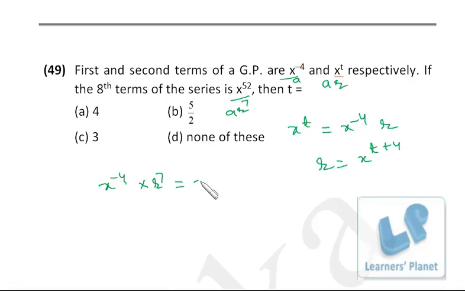And AR^7, where A is x raised to minus 4, into R raised to 7, is equal to x raised to 52. So R raised to 7 is equal to x raised to 56, I'm sorry. So if I take the 7th root, R will be x raised to 8. Okay, so R is actually x raised to 8. That means T plus 4 is equal to 8. That means T is equal to 4.